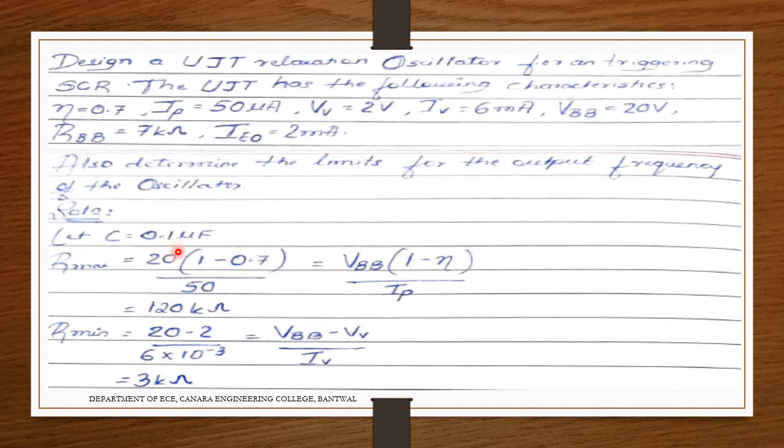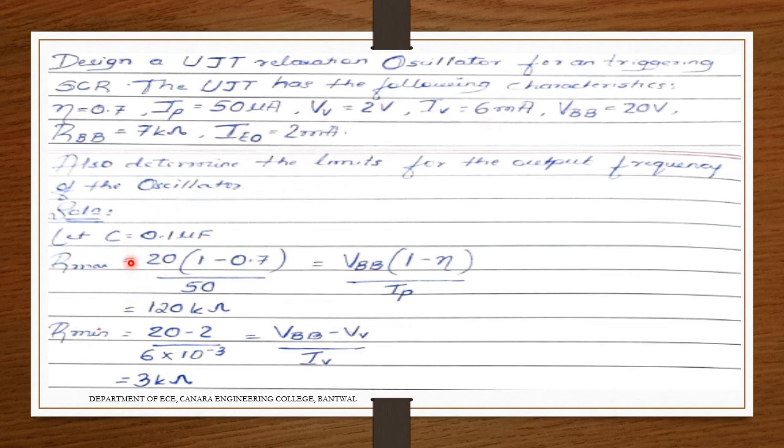Let C equal 0.1 microfarad. R max, R minimum, then we need to find R2 and R1. We have to design it. This resistance value has to be found. Rest all they have given.